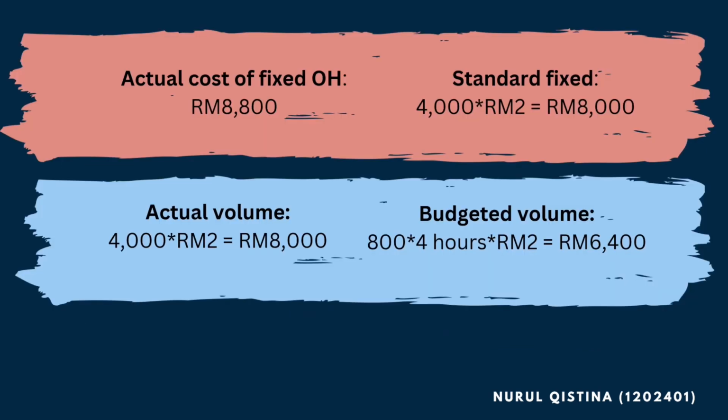For the next question, which is questions G and H, we need to determine the budget variance for fixed overhead and volume variance on fixed overhead. Therefore, the information required to compute these two fixed overhead variances is the actual cost of fixed overhead that is already given in the question, which is 8,800. The standard fixed overhead cost is 8,000, which is 4,000 direct labor hours times RM2 standard cost of fixed overhead. Also, we need to know the actual and budgeted volume to find the volume variance on fixed overhead later. Therefore, the actual volume is 8,000 and the budgeted volume is 6,400, which is 800 units multiplied by 4 hours and RM2.